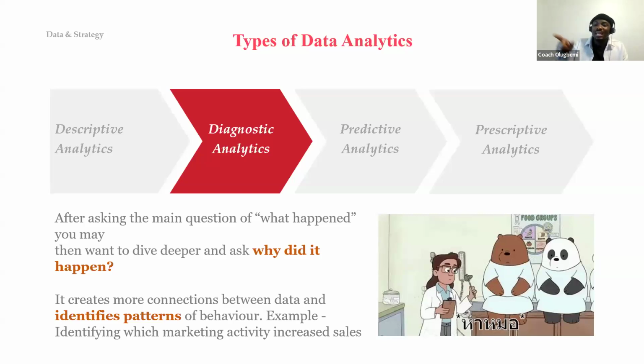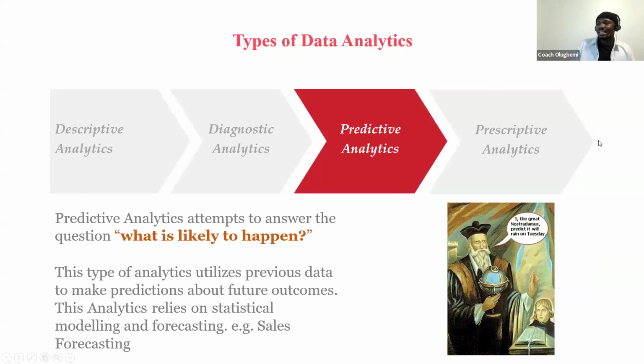And diagnostic analytics showed that this happened because of the Google updates. Now, there's a third step. It's called predictive analytics. Now, we've seen what happened. We've seen why it happened. What do we think is going to happen in the next quarter?